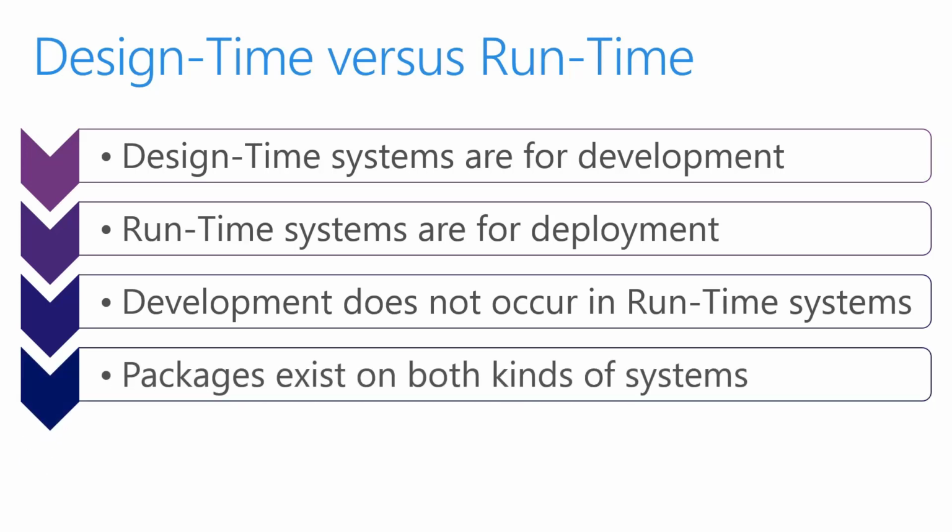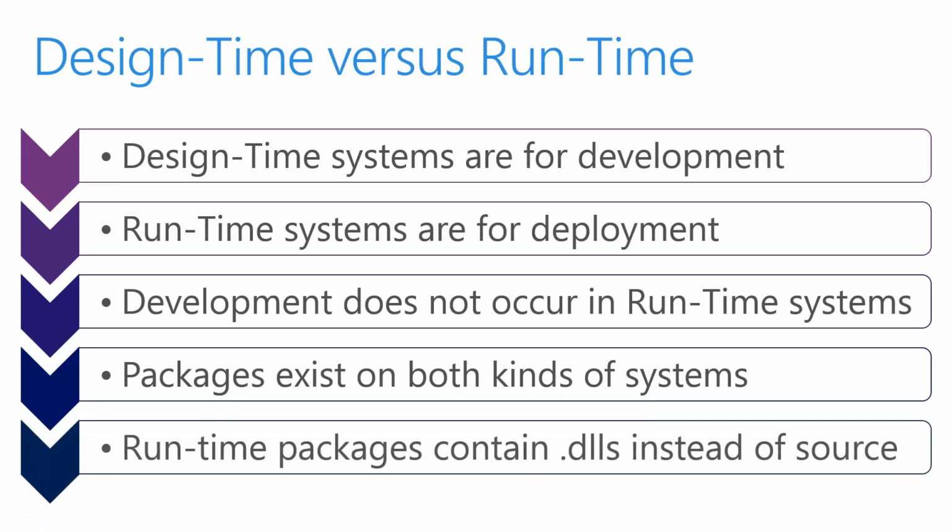Packages exist in both kinds of systems, but their contents are different. As we've already discussed, in design time environments, packages contain XML files representing the source code for development updates. However, in runtime environments, packages contain compiled .dll files instead of source code. And lastly, this environment separation is important, and it is by design. It encourages better managed customizations and code promotions.